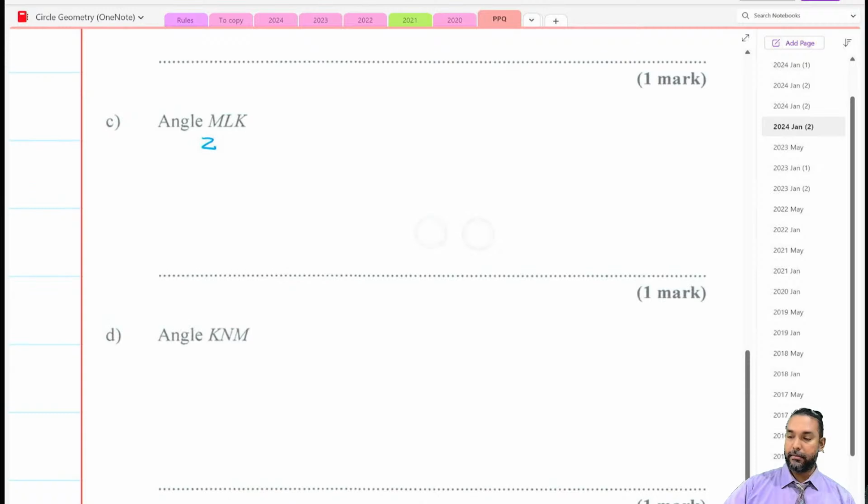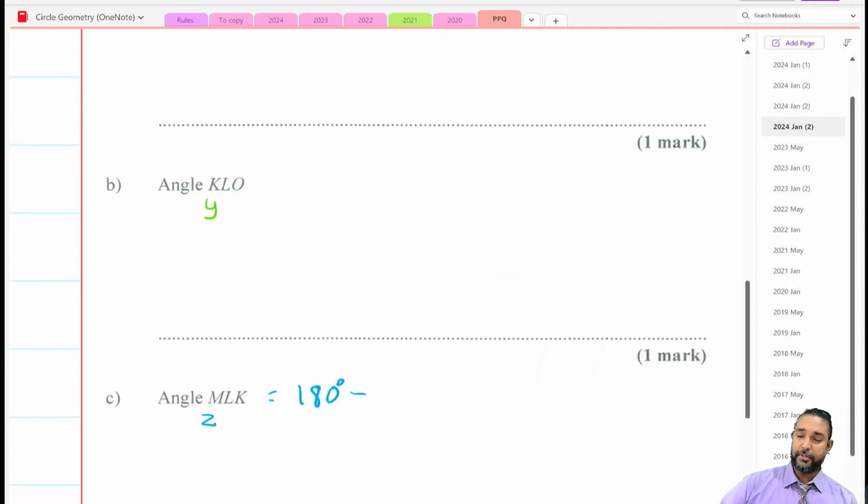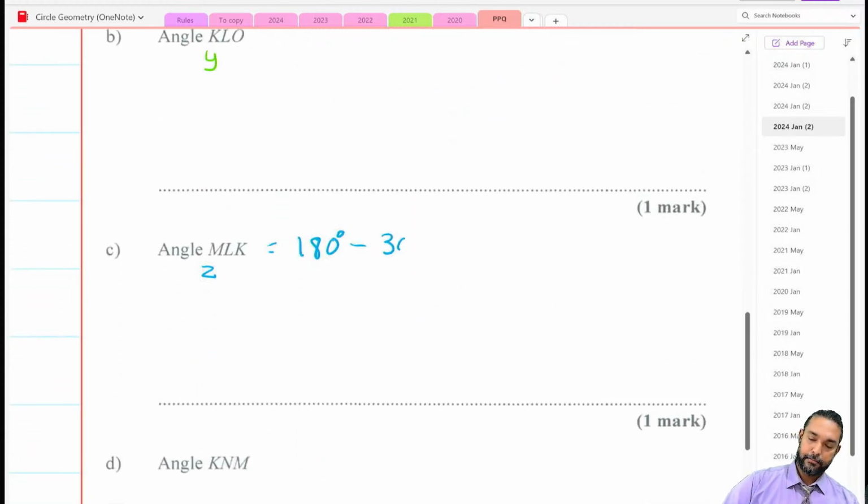Oh, we have a fourth one. What were the two angles we had? Sorry, 30 and 48. 30 and 48 is 78. 78 from 180 is 102.